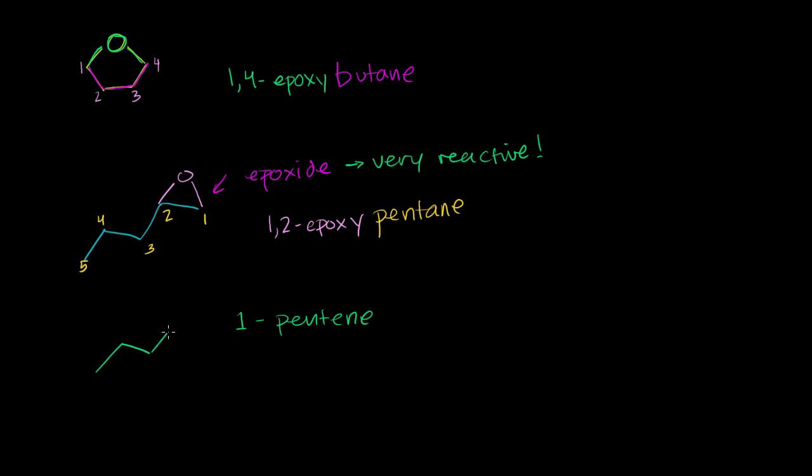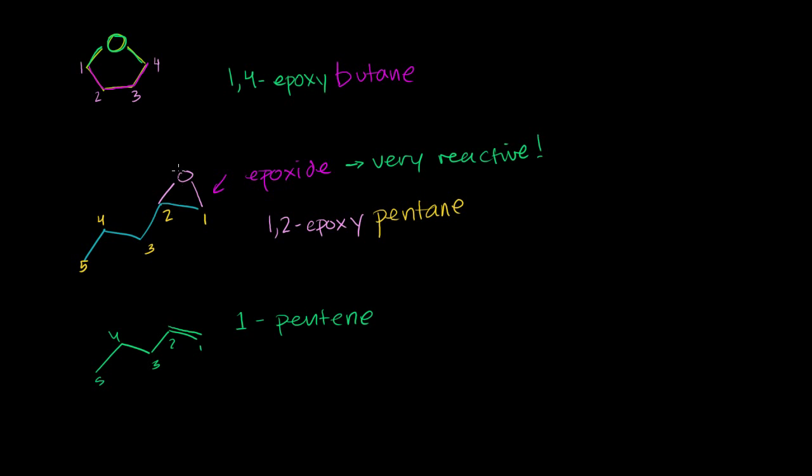1, 2, 3, 4, 5. This is the 1 carbon. So 1, 2, 3, 4, 5. So this is what 1-pentene looks like. We've learned that many, many videos ago. Sometimes it's called pent-1-ene, depending on which convention. This is kind of the more common one.